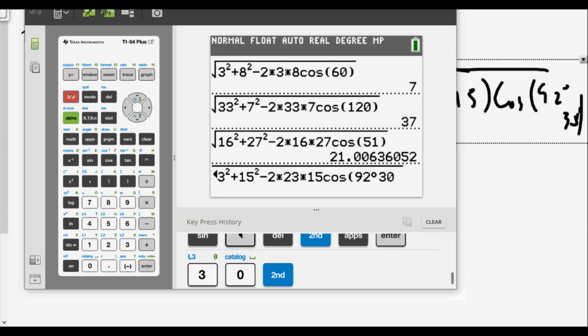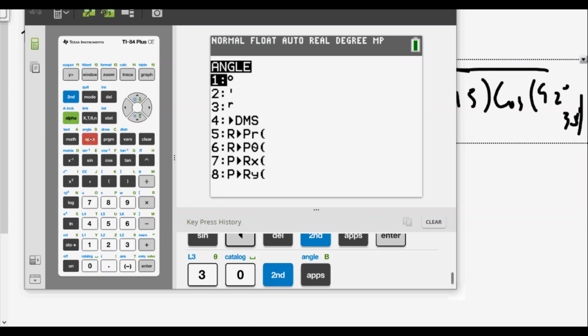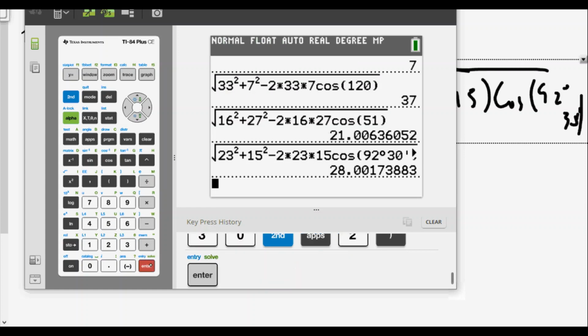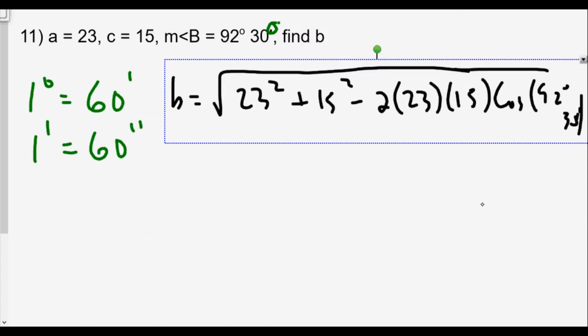Second apps again, and this choice 2, which is minutes. There you go. Now 30 minutes is really half a degree, so we end up getting 28.0017383. So our answer for this question is going to be 28. So B is equal to 28. Okay. All right.